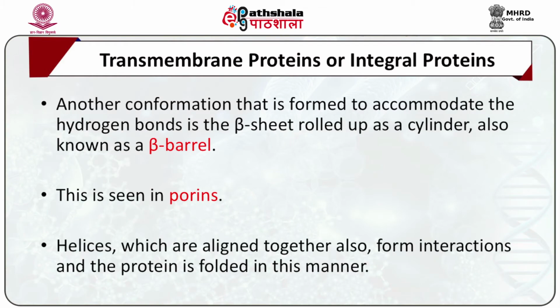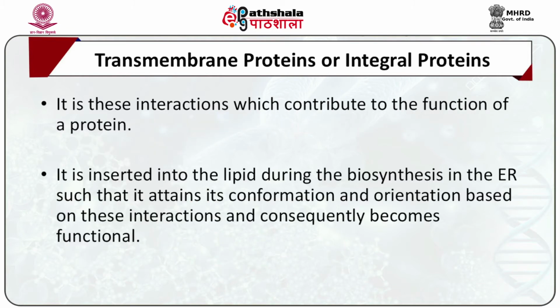Another conformation that is formed to accommodate the hydrogen bonds is the beta sheet, rolled up as a cylinder, also known as a beta barrel. This is seen in porins, and helices which are aligned together also form interactions, and the protein is folded in this manner. It is these interactions which contribute to the function of a protein. It is inserted into the lipid during the biosynthesis in the ER such that it attains its conformation and orientation based on these interactions and consequently becomes functional.